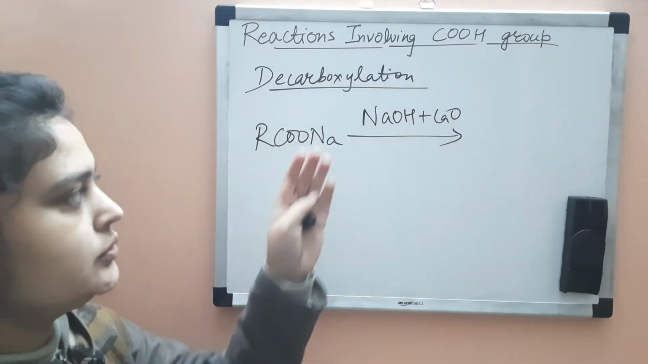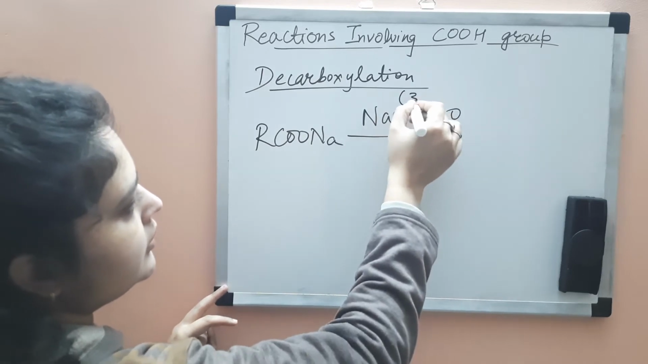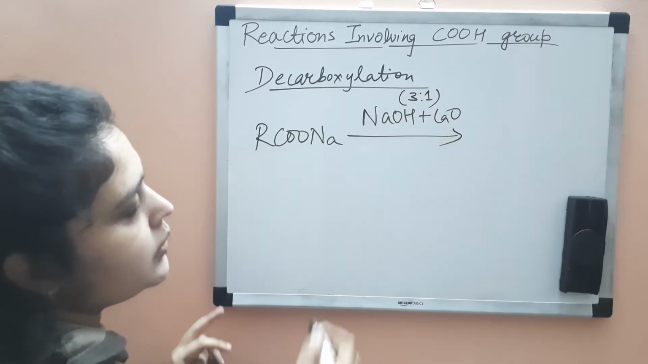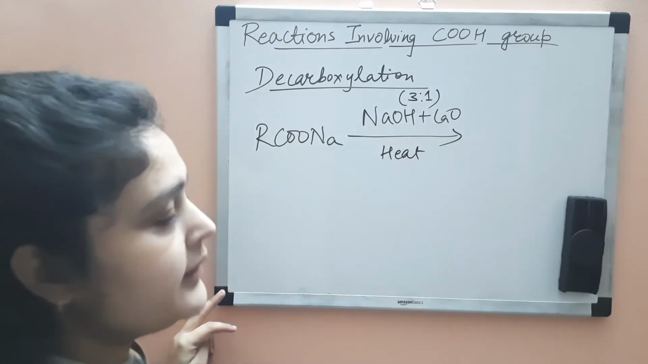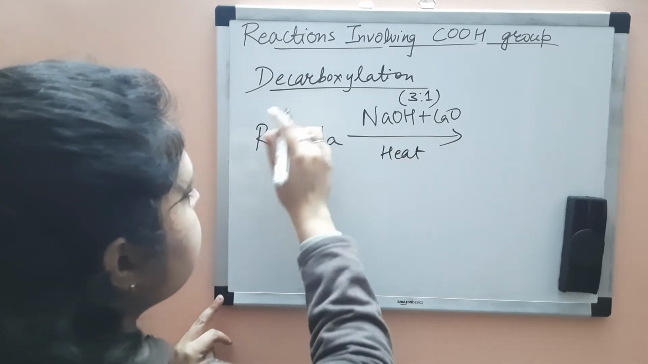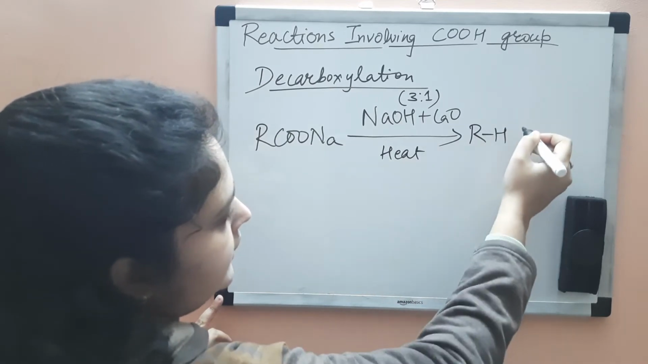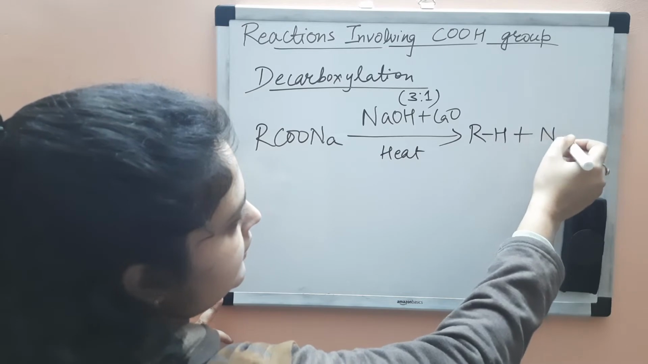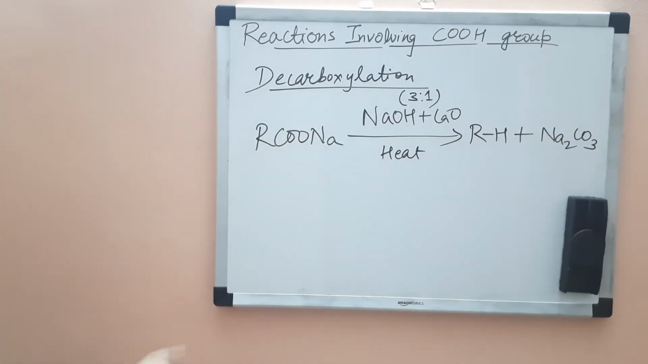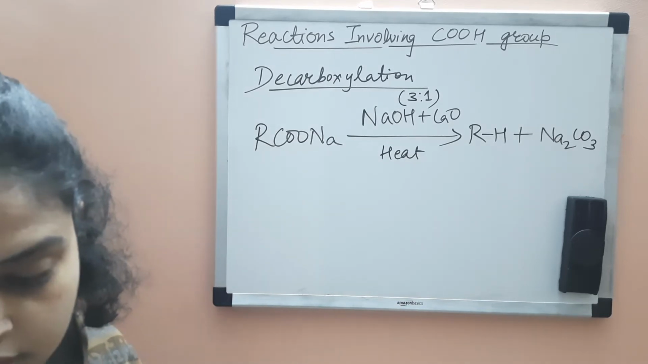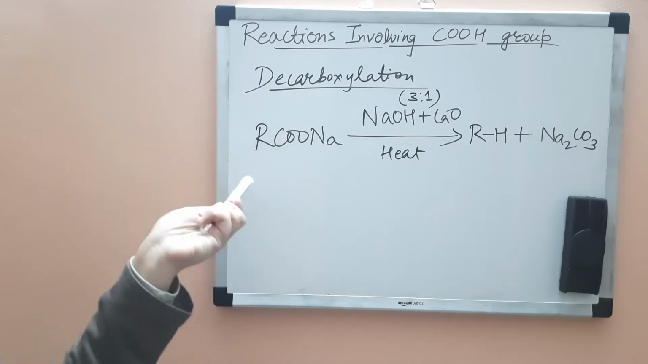soda lime, sodium hydroxide and calcium oxide in the ratio what? 3:1. So this is in the 3:1 ratio, and you heat it. Then what will you get? The CO2 will be removed and you will get your alkane, right? And Na2CO3, right? So this is the reaction in which decarboxylation occurs, that is CO2 is removed from your reactant.